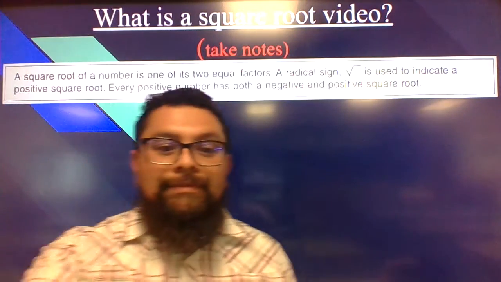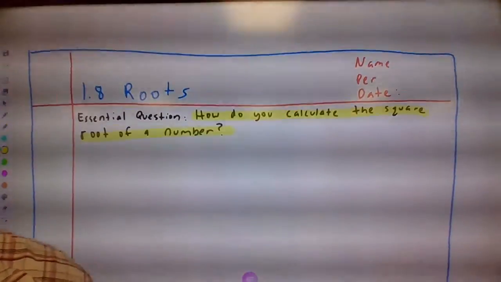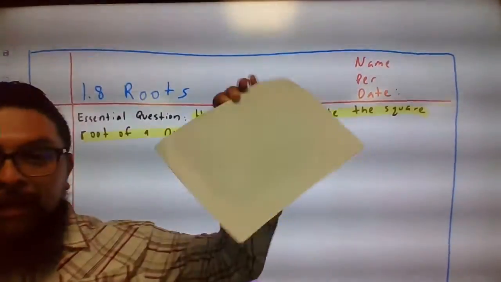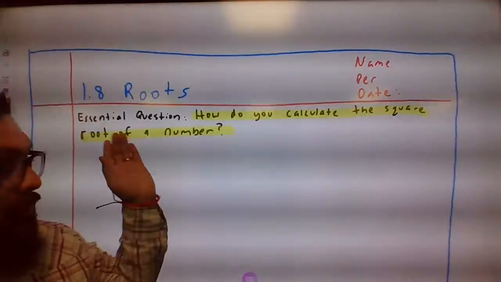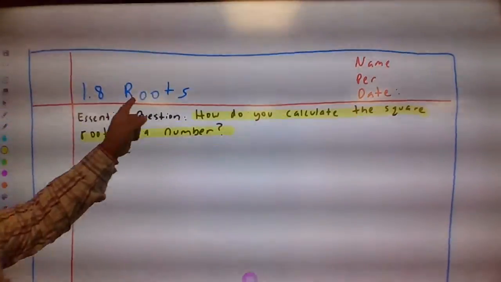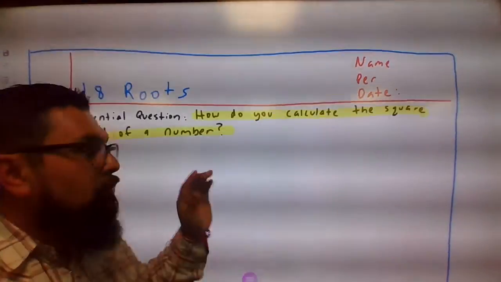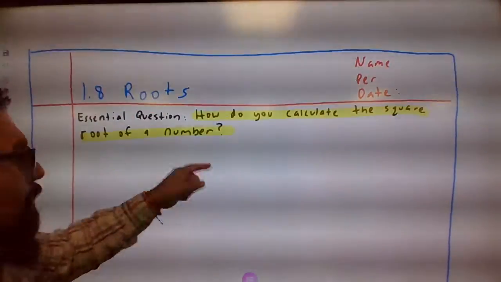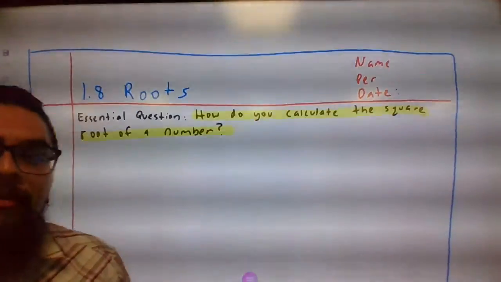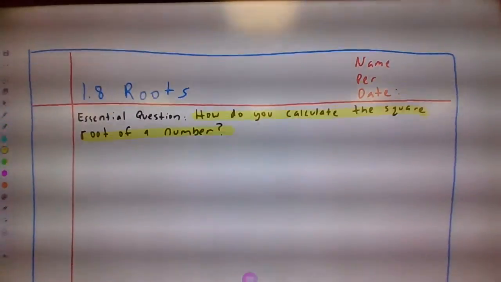All right, guys. Go ahead and set up your notes. You're going to get a brand new paper, or you're getting your notebook out, and this is a new page. So this is 1.8 roots, but this is a little different. We're asking a question. How do you calculate the square root of a number? That's what we're going to find out.